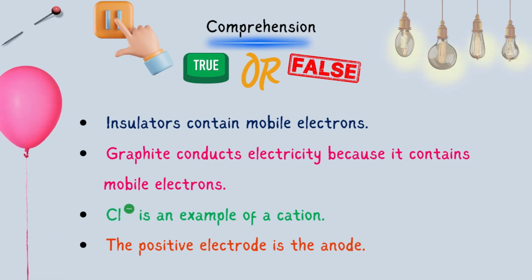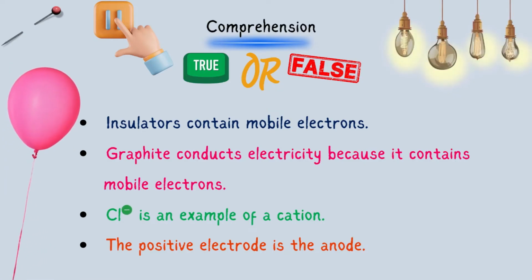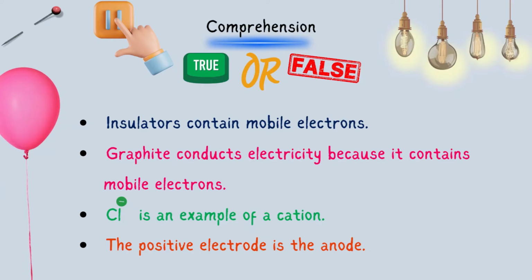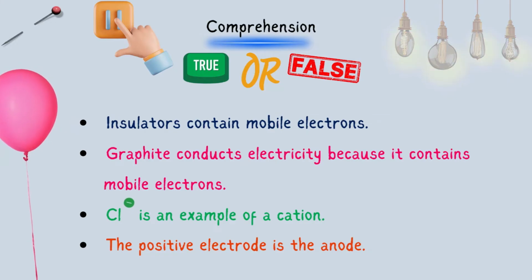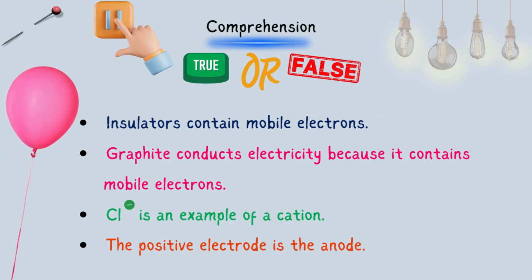Comprehension. True or false again. So you're going to say whether the statements are true or false. So let's go. Insulators contain mobile electrons. Graphite conducts electricity because it contains mobile electrons. The chloride ion is an example of a cation. And the positive electrode is the anode. You may pause this video to answer these questions.